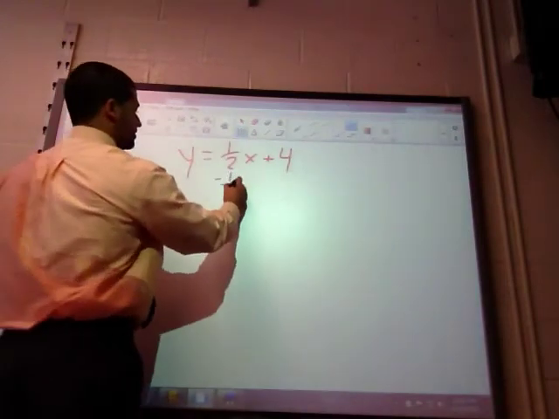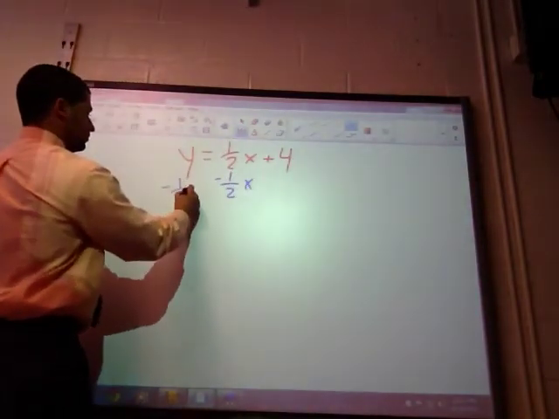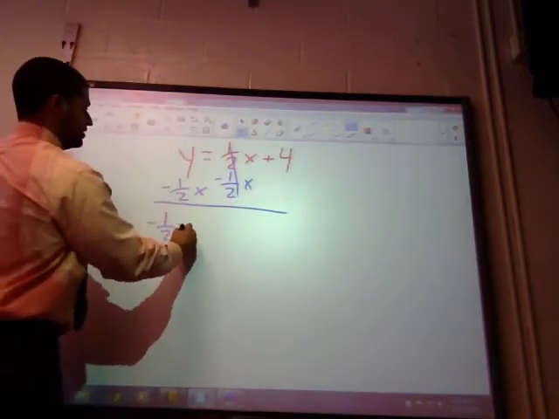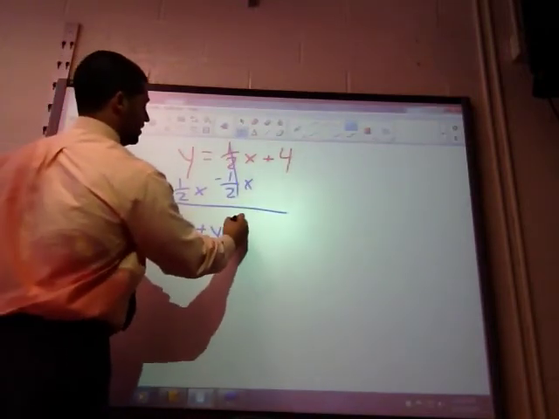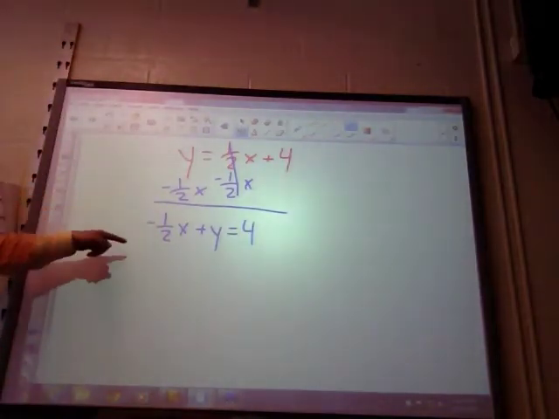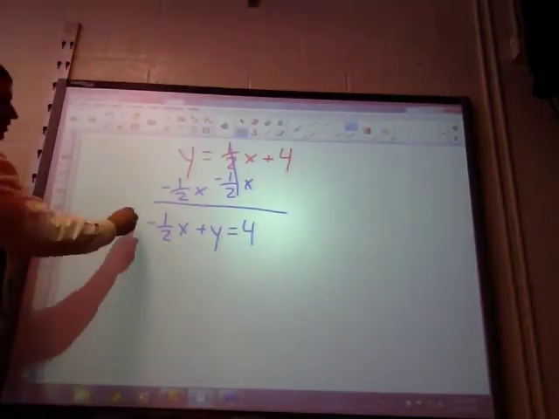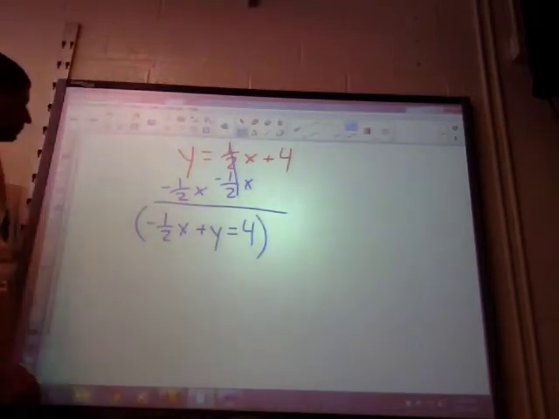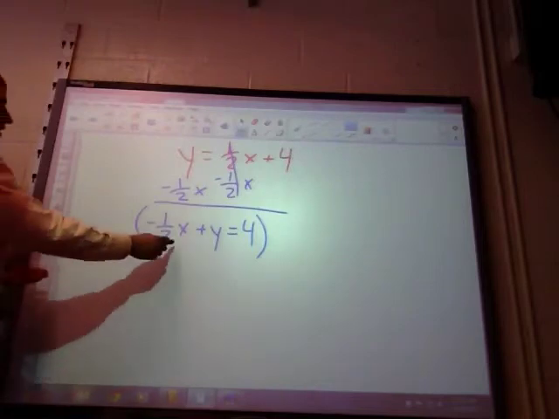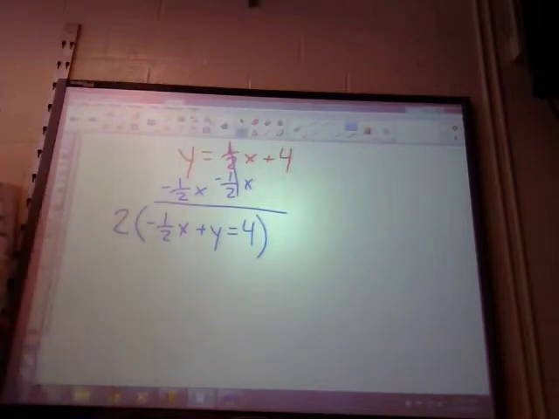Subtract the 1/2 x. So we see negative 1/2 x plus y equals 4. Well, now I have two problems. I have a negative out in front, and I have a fraction. So let's do one part at a time. The fraction tells me that I have to multiply by my denominator. The denominator is 2, so I'm definitely going to multiply by 2.